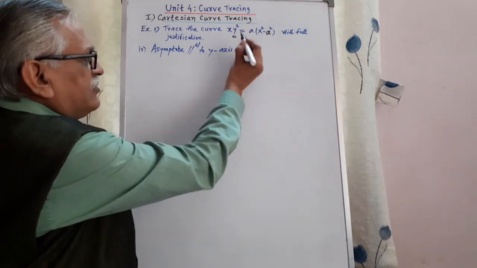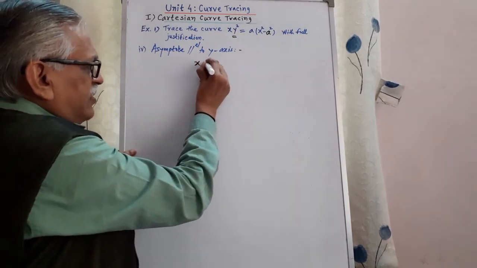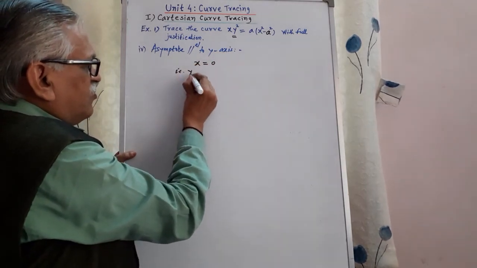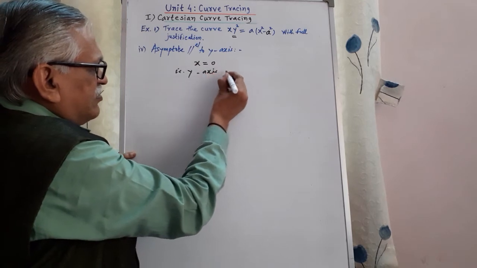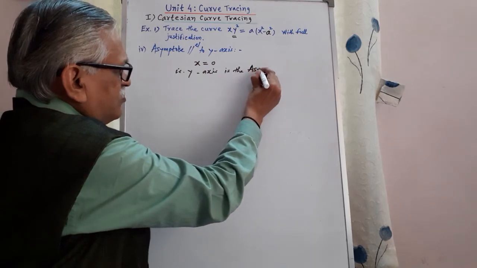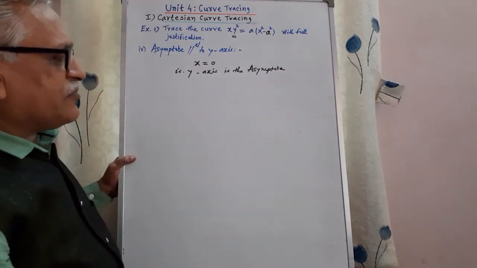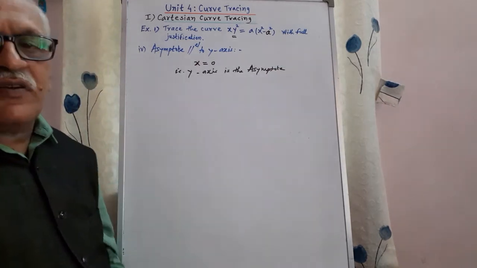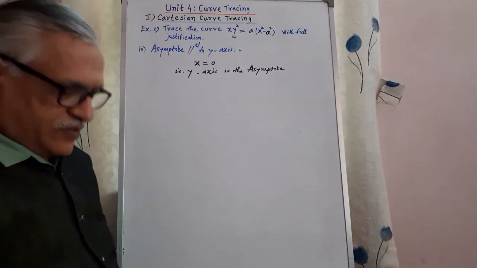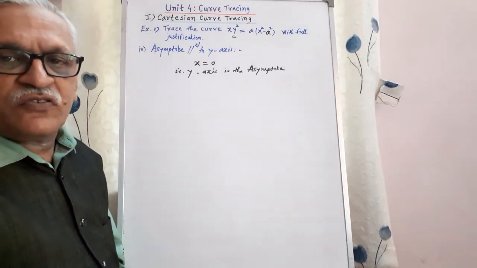The highest degree term in y is y square. Then find its coefficient. Its coefficient is x, equating that coefficient to 0. Therefore, x equals 0 means the y-axis is the asymptote. Asymptote means this y-axis becomes tangent to the curve at infinity. Okay. Therefore, again we use it to complete the figure.